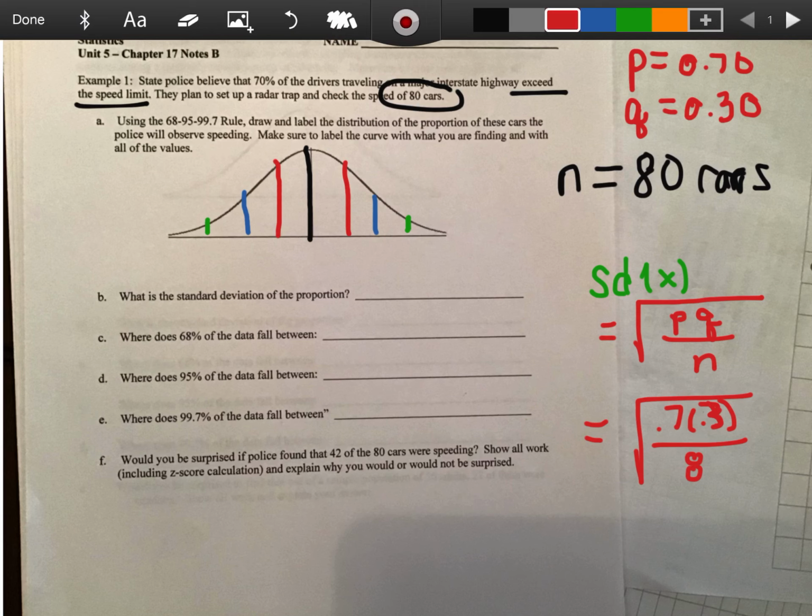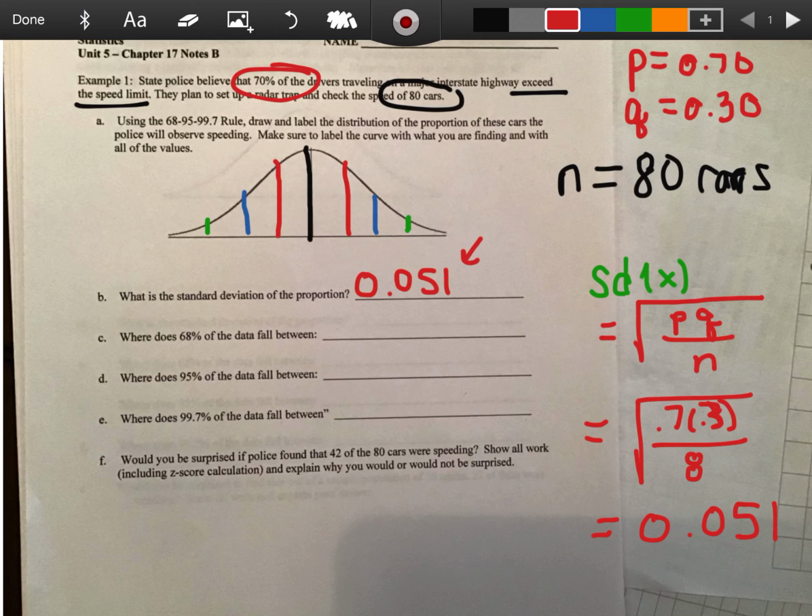So with a sample size of 80, I have an expectation that my standard deviation is 0.051. I'm always going to go 3 decimal places. The farther you go, the more accurate your data. So my standard deviation is 0.051, meaning that any sample is going to vary on average by about 5.1%. So depending on the sample of 80 cars you find, it varies, maybe it's going to be 75 or 65% of those cars that are speeding.